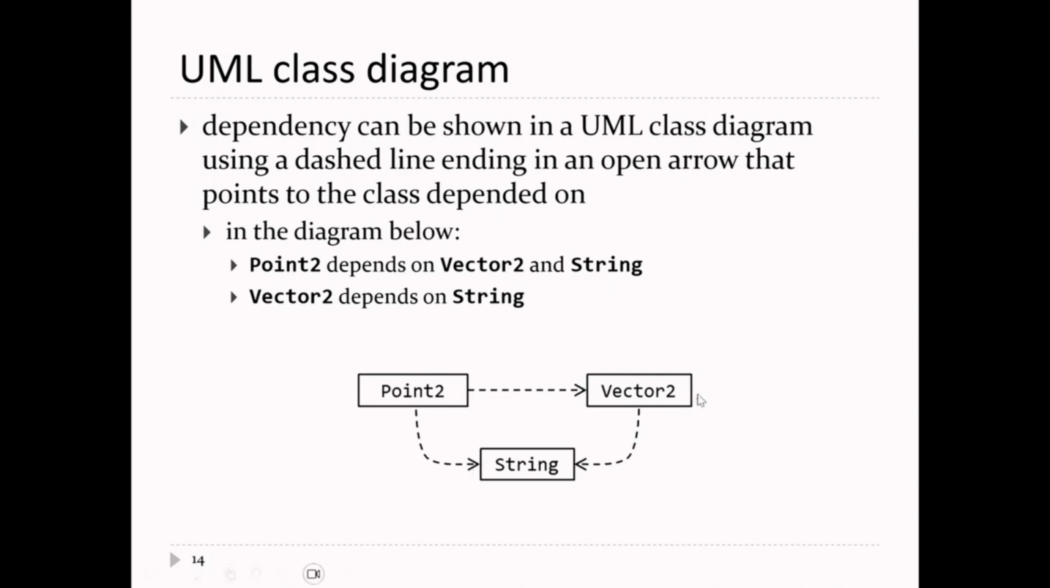Point2 also depends on this class called Vector2, which we haven't talked about in the course. But it also depends on Vector2. So you can show that relationship by drawing a dashed line with an open arrow.